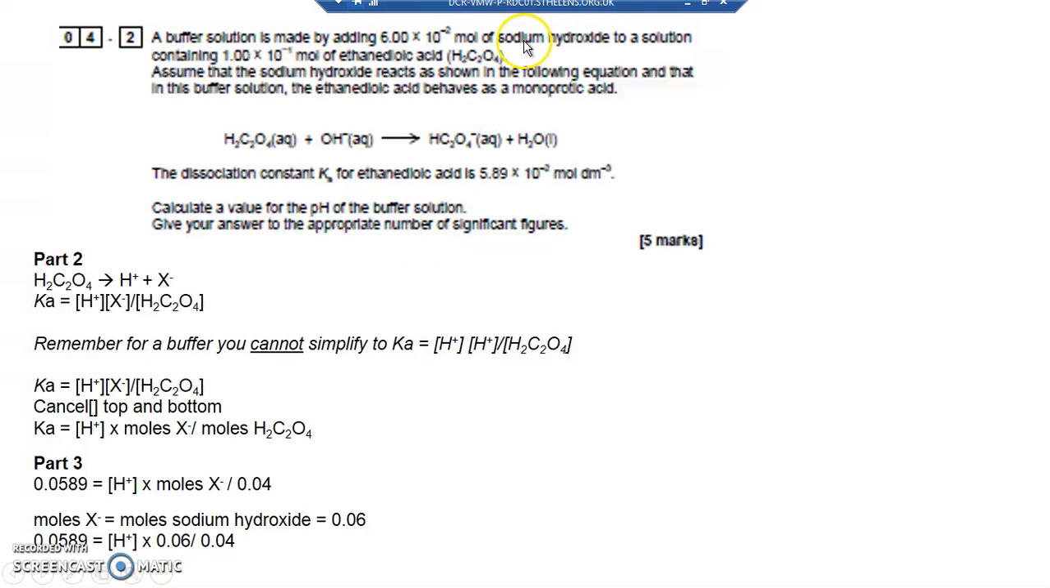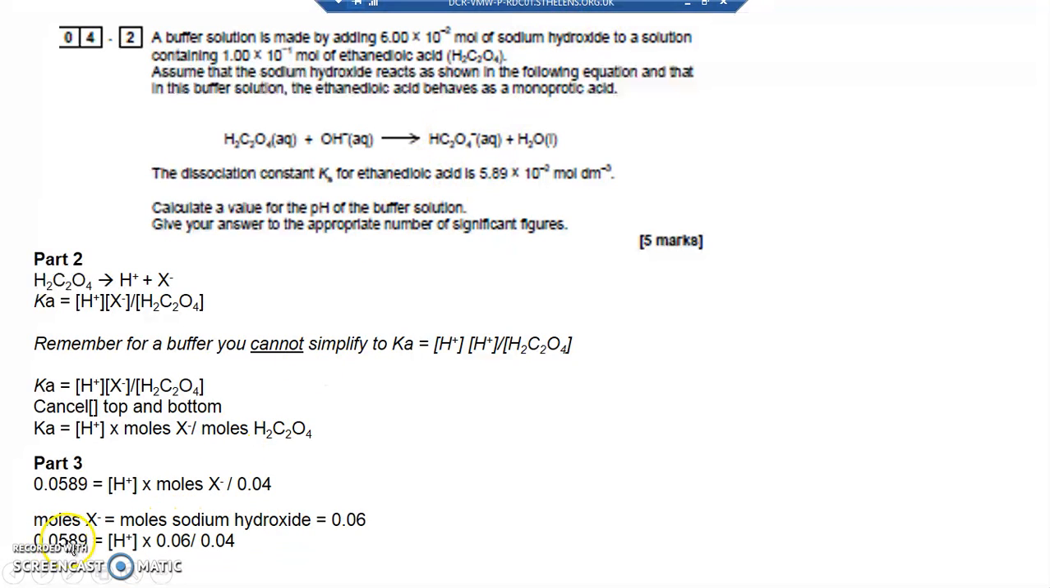If you really wanted to know why, then X minus is made. It's this ion here, HC2O4 minus. That's the X minus. It's made when the sodium hydroxide and the ethane dioic acid react. So the number of moles of sodium hydroxide used equal the moles of X minus. But you don't need to know that. All you need to know is that you need to find this, and you look back and you find that's the number of moles of base or the number of moles of hydroxide in your original question.